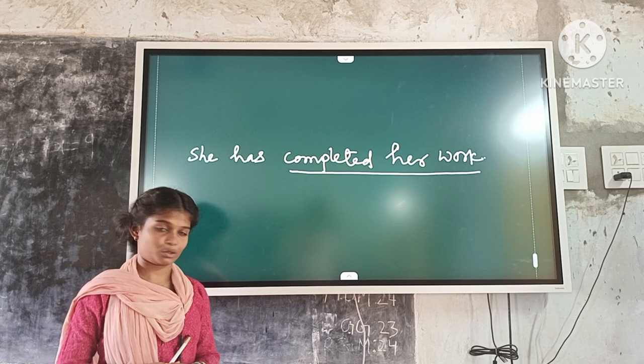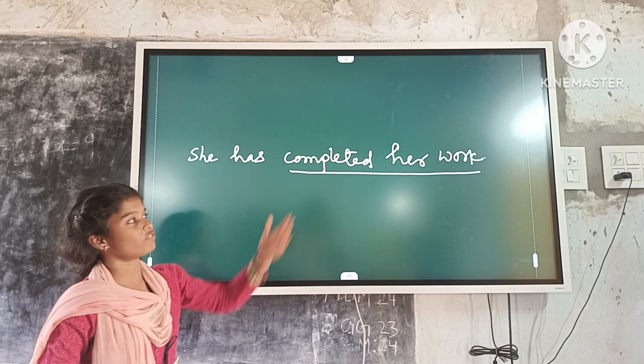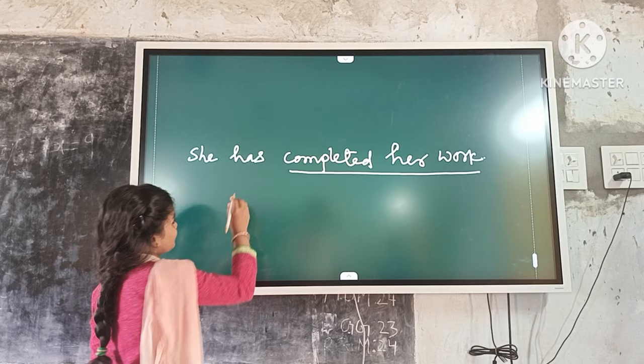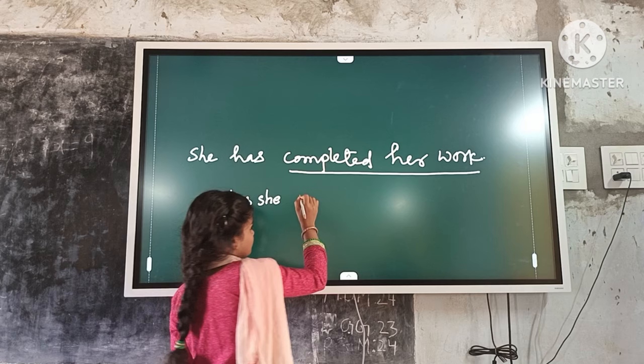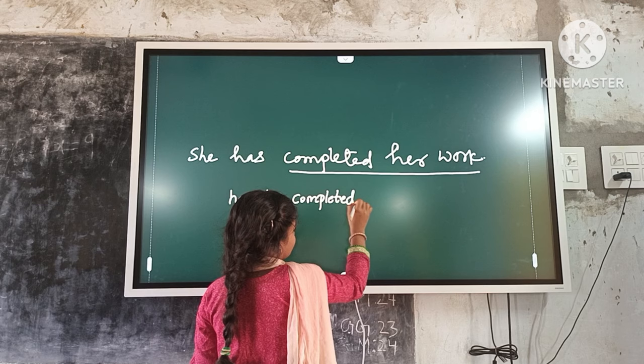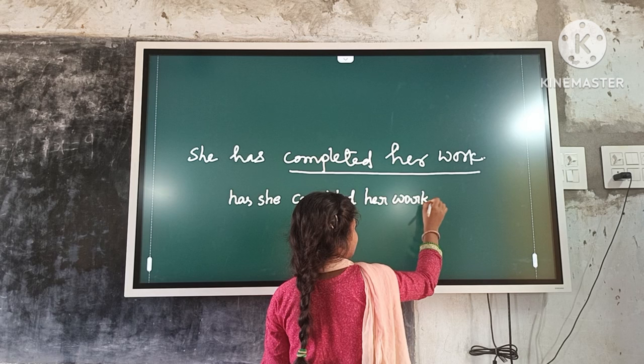Now example. She has completed her work. Here, the underlined part is the verb phrase. So first we make a yes or no question. The yes or no question is: has she completed her work?